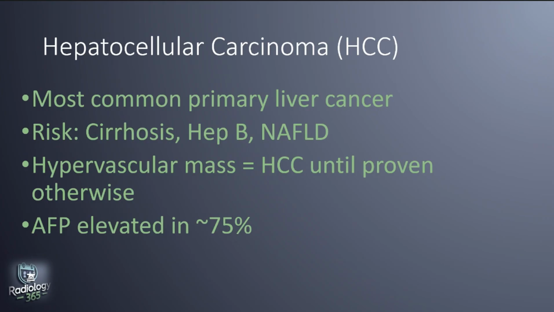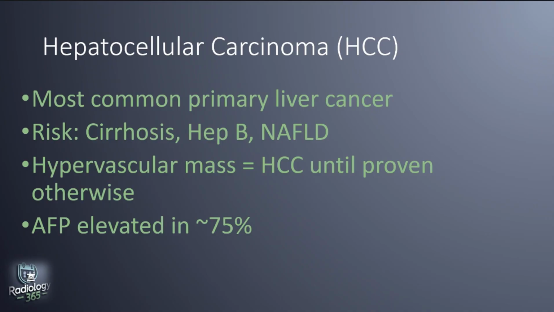HCC is the most common primary liver cancer and arises predominantly in the setting of chronic liver disease, especially cirrhosis. Hepatitis B, hepatitis C, and non-alcoholic fatty liver disease are significant risk factors. The classic teaching is any hypervascular liver mass in a cirrhotic liver should be considered hepatocellular carcinoma until proven otherwise. Alpha-fetoprotein, although not universally elevated, can support the diagnosis in around 75% of cases.